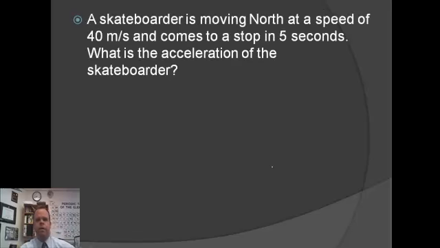Okay, here's another one for you to try. A skateboarder is moving north at a speed of 40 meters per second and comes to a stop in 5 seconds. What is the acceleration of the skateboarder? So press pause, try this on your own for a second, and then once you have an answer, press play again and see if you got it right.